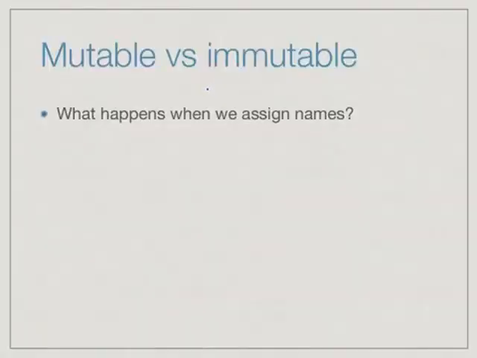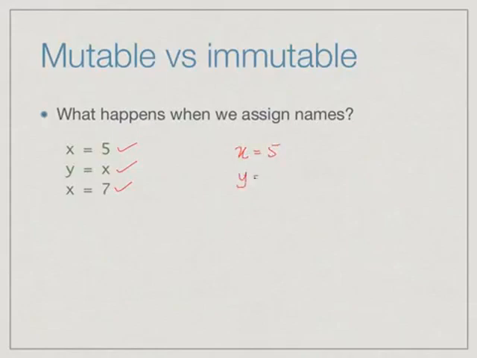It is important to understand the distinction between mutable and immutable values because this plays an important role in assignment, and as we will later see, it also plays a major role in what happens when we pass values to functions as arguments. So let's look at what happens when we assign names. So suppose we go through the following sequence of assignments. We initially assign the value 5 to the name x. Then we assign the value in the name x to y. And then we reassign x to 7. So we started with x being 5. Then we said y is also 5 because y is the value of x. And now we changed x to 7.